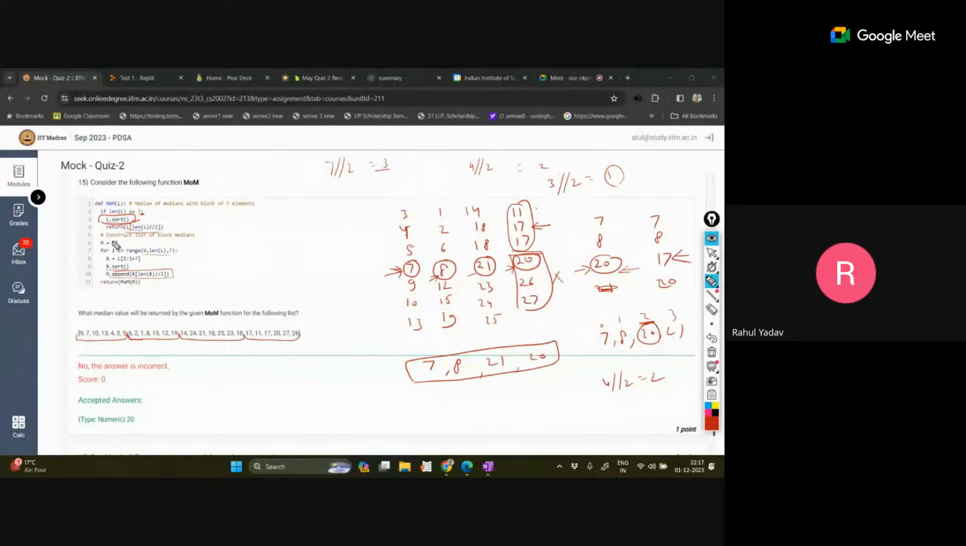The above part is finding the mid element, and the lower part is making the blocks, right? Yes, correct. So this part is actually making the blocks. If at any time the length is less than or equal to 7, then we are returning the median directly. And this initial part is actually creating the blocks.